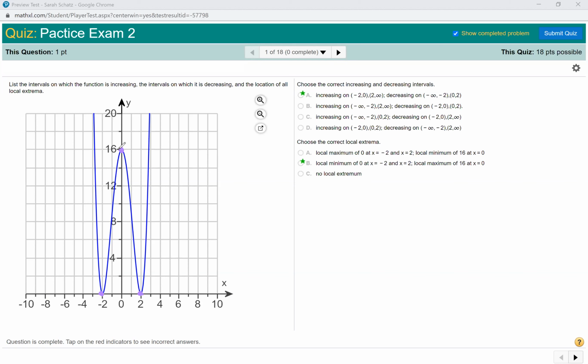So the max occurs at x equals 0. And these 2 minimum values occur at -2 and +2. Just make sure we don't get it switched up. The local minimum at x equals -2 and +2. Notice it gives you the value of the minimum. The value is 0. They occur at negative and +2. For the max, that max value is 16, and it occurs at x equals 0.